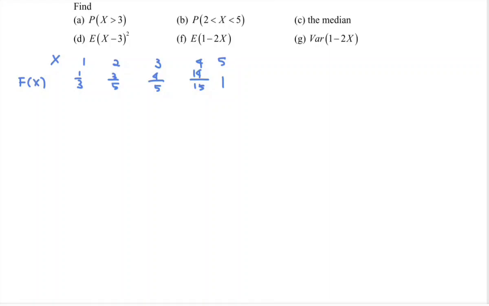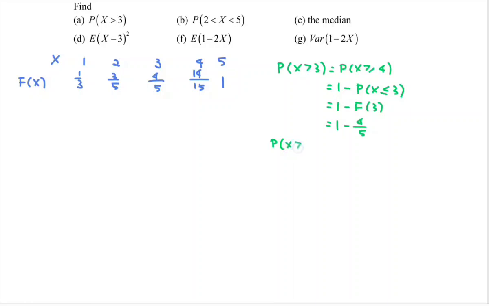Next, by referring to the question asking us about probability x greater than 3, my suggestion would be kindly modify the situation. Probability that x greater equals to 4. So we are interested in 4 and 5, but not for 1, 2, 3. Rewrite the situation: 1 minus probability that x less than or equals to 3, which is 1 minus the capital F3. 1 minus 4 over 5. So the probability that x greater than 3 is 1 over 5, or we can say 0.2.